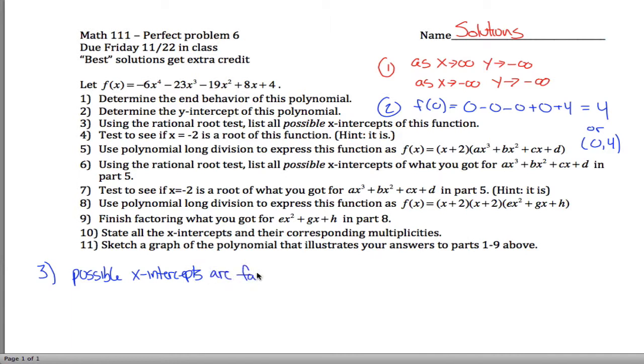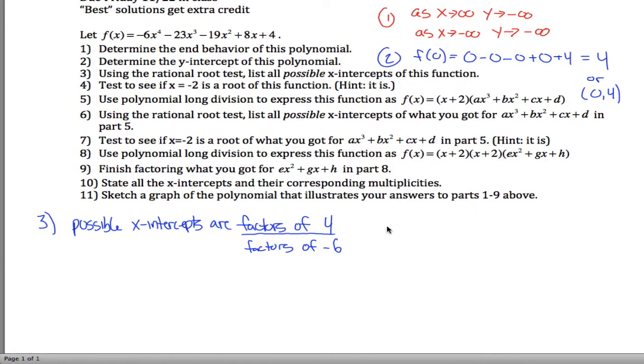are integer factors of my constant term, 4, divided by integer factors of my leading coefficient, which in this case is negative 6. So the factors of 4 are plus or minus 1, plus or minus 2, and plus or minus 4. Factors of 6, negative 6, either way, plus or minus 1, plus or minus 2, plus or minus 3, plus or minus 6.